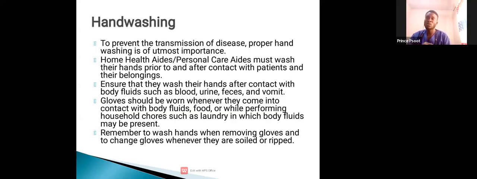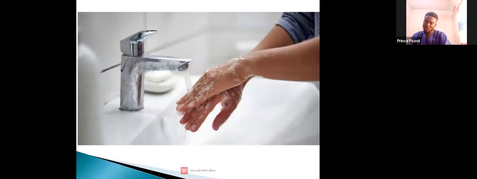So gloves should be worn whenever they come into contact with body fluids such as blood, or while performing household chores such as laundry in which body fluids may be present. Remember to always wash hands when removing gloves, and to change gloves whenever they are soiled or ripped. This is an example of hand washing.